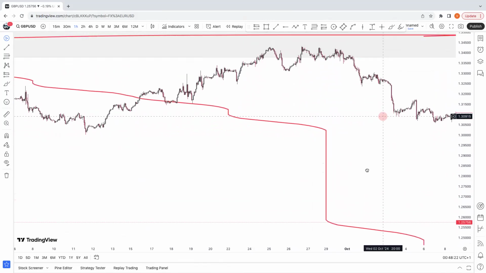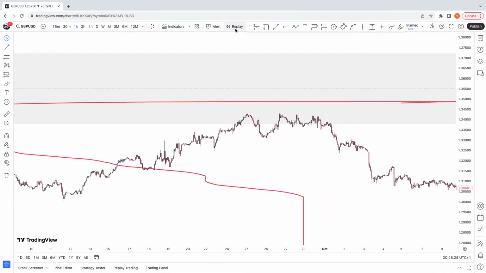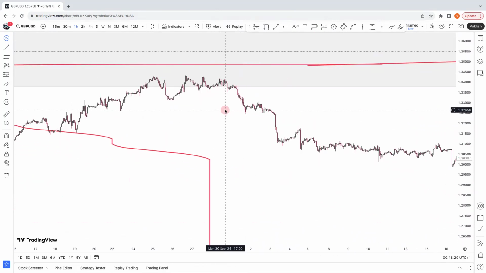This is even a lot of work for me. It would have been easier if I were using the replay button because my TradingView is subscribed. But I'm not making the video for myself, I'm doing it for you guys. So that's why I'm using this manual method.